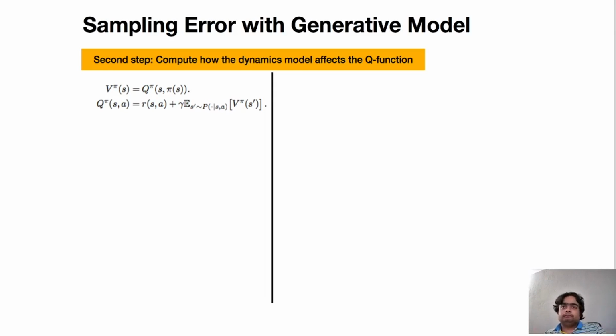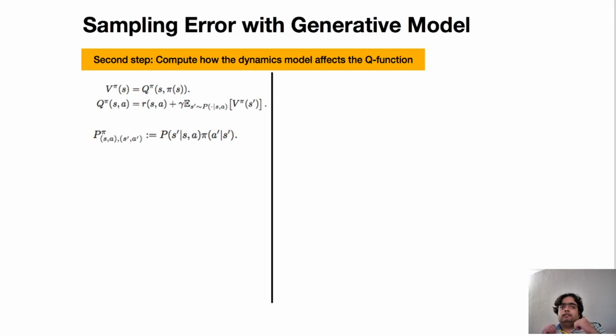So we know that the value function of a state S is the Q function of the same policy at the state S and action drawn from the policy pi. So that can be written in the first line. And the Q function satisfies this Bellman equation, which is not the Bellman optimality equation, but the Bellman equation for consistency for a given policy pi.